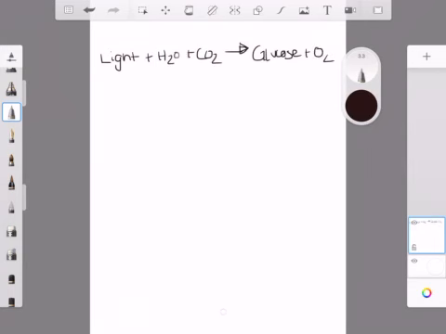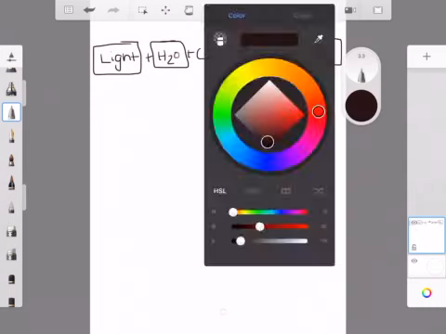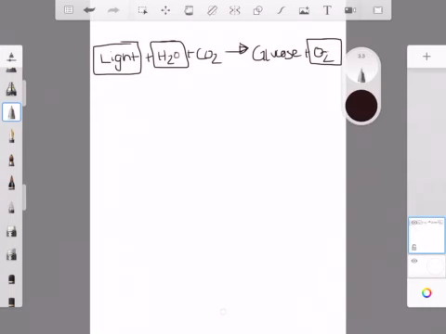The light-dependent reactions, the reactants that we are going to use include light and water. Carbon dioxide is going to come in during the Calvin cycle. Our product of the light-dependent reactions is going to be oxygen. So we are not making glucose in the light-dependent reactions. So where does this happen?